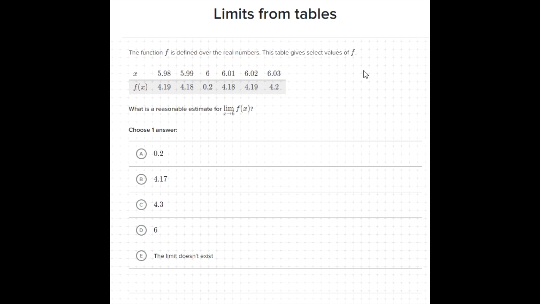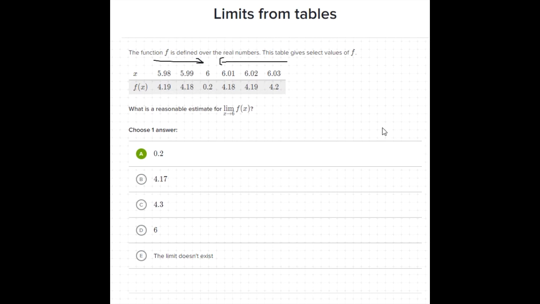For the next problem, the function f is defined over the real numbers. This table gives select values of f. What is a reasonable estimate for the limit of f of x as x approaches 6? So we see 6 is here. And this one's pretty simple because we see, as x is approaching 6, what does 6 equal? 6 equals 0.2, so you think, okay, that would be the answer. But it's not the answer, because this is not x equals 6, this is x approaching 6. So if we get x approaching 6, this is all approaching 6, this is all approaching 6.